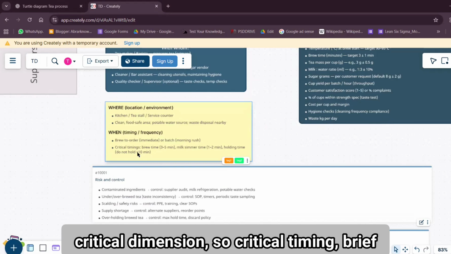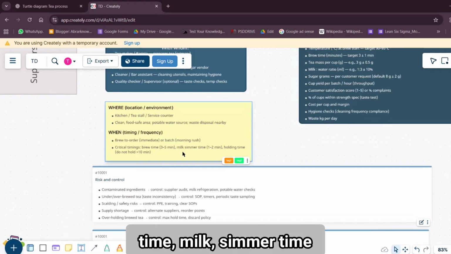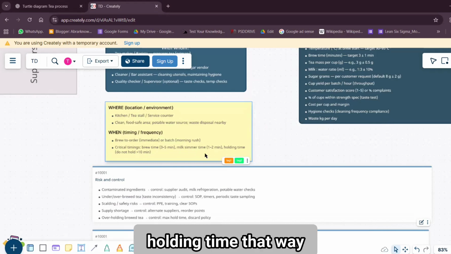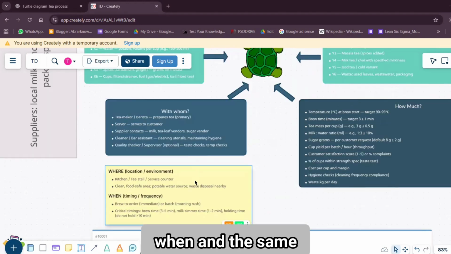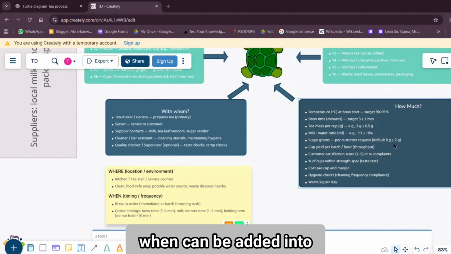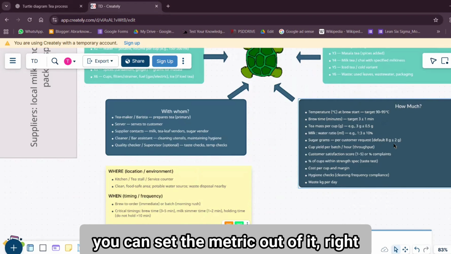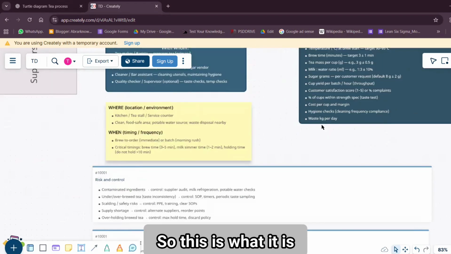Critical timing: brew time, milk simmer time, holding time, all that, right. So all this could be 'when', and the same 'when' can be added into 'how much', and then you can set the metric out of it, right. So this is what it is.